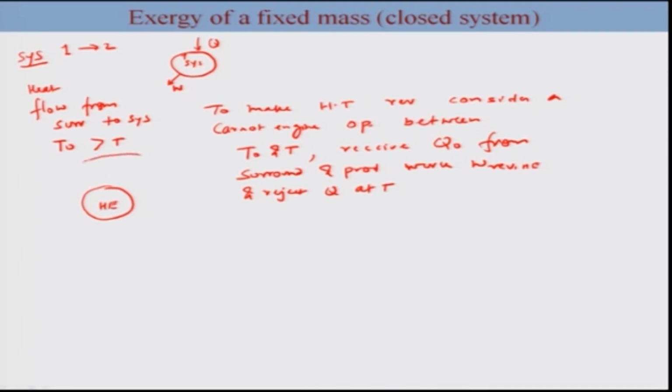So in other words, I can represent this system in the following way. It considers T0, Q0 and W reversible, Q, and this is your system. The other thing which we will be assuming is that the system in this process changes its volume.